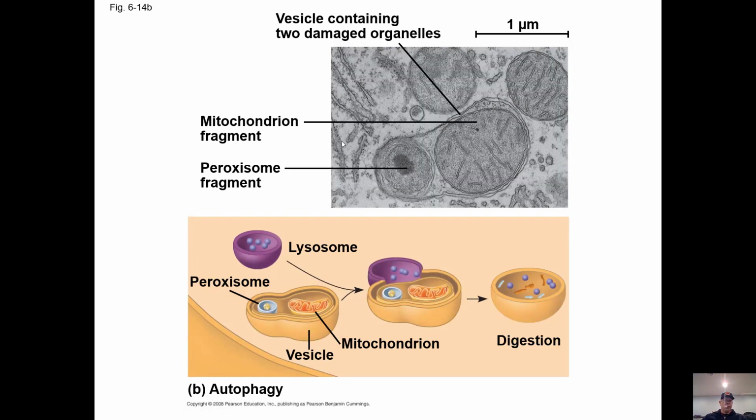And then here is a really nice photo of autophagy. So you can see this vesicle that's laid down around the broken mitochondria, and then something called a peroxisome. And then a lysosome is on its way to break those down. Once you get engulfed in that vesicle as an organelle, your time is up.